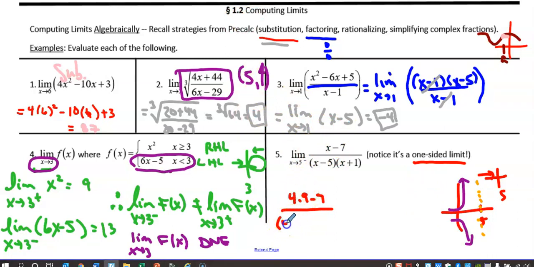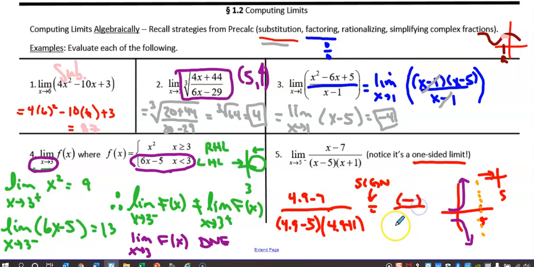So again, I'm going to put 4.9 minus 5, and then we do 4.9 plus 1. And most students can do this in their heads. And all I'm looking for right now is the signs. What do I mean by that? If I take 4.9 and subtract 5 at the top, I'm going to get a negative value. So the top, I'm going to get a negative value. If I look at 4.9 minus 5, I'm also going to get a negative value.